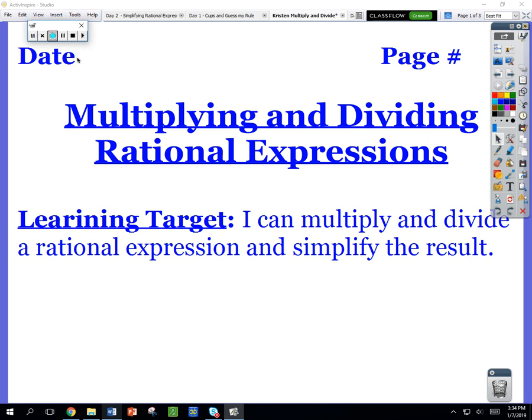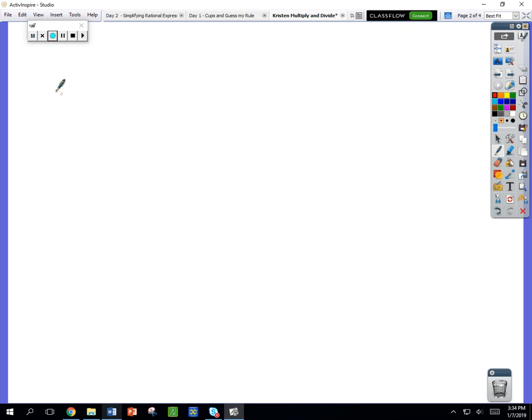Alright, we're going to go ahead and get our date, page number, title, and learning target down for today's lesson. And we're going to talk about multiplying and dividing rational expressions. And remember, rational, think ratio, or think of fractions. So first we need to review, before we start any of this, how to actually multiply and divide fractions.